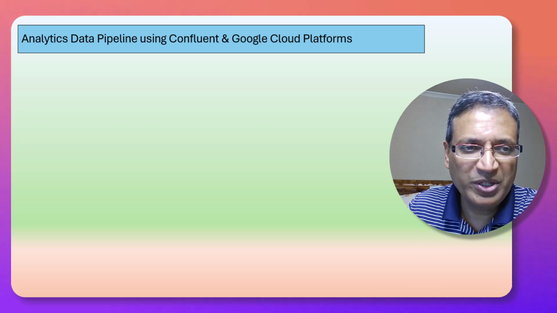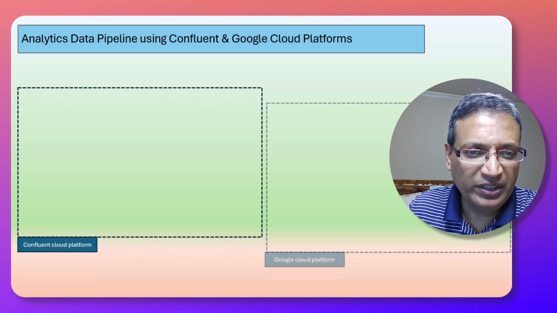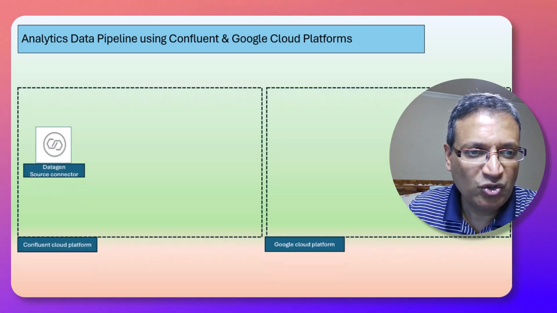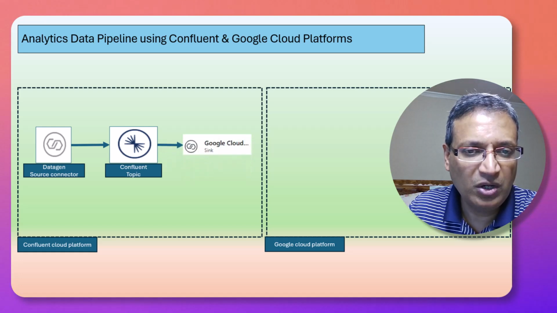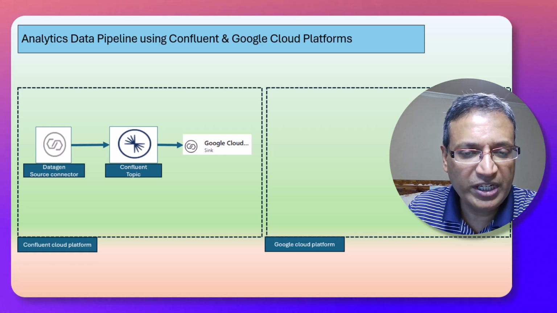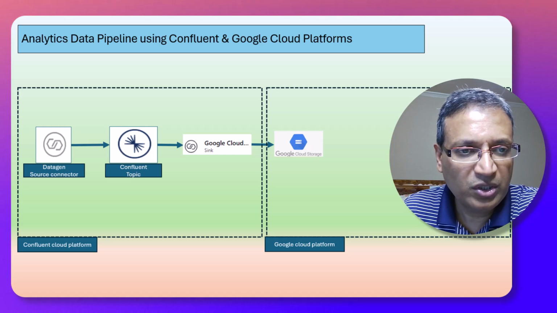Hi, in this video, I'm going to create an analytics data pipeline using Confluent and Google Cloud platforms. So we'll start with the Datagen source connector on the Confluent Cloud platform. Then we'll push that data into a Confluent topic. And from the Confluent topic, we'll have a Google Cloud Storage sink connector, which will push data to Google Cloud Storage.